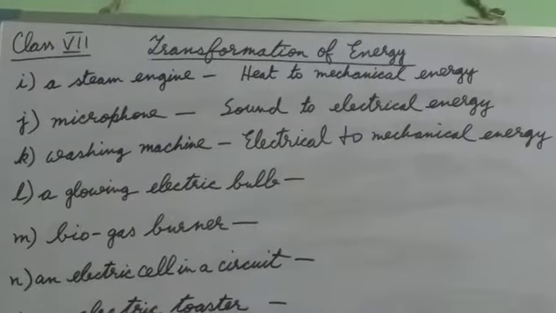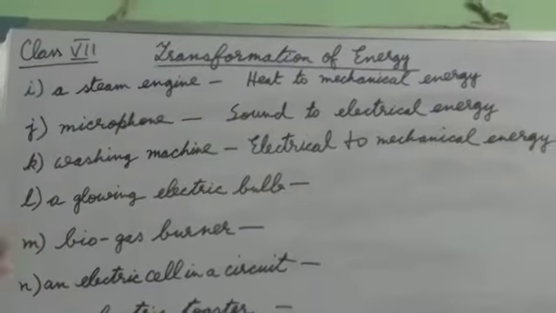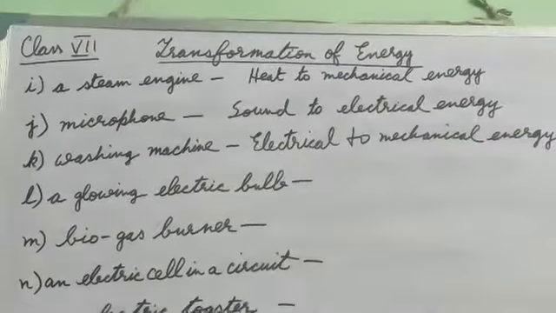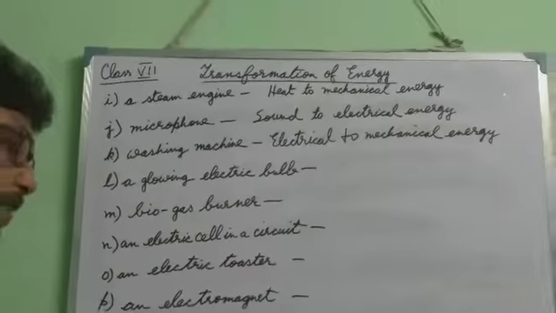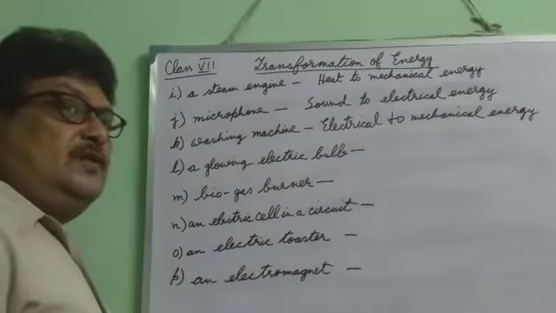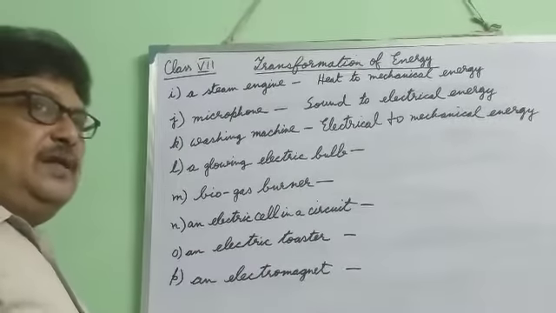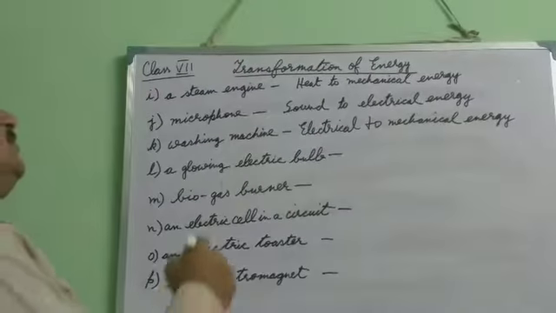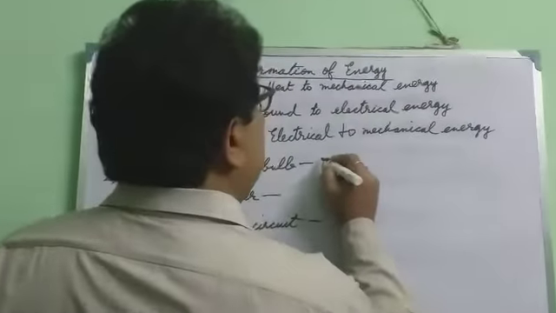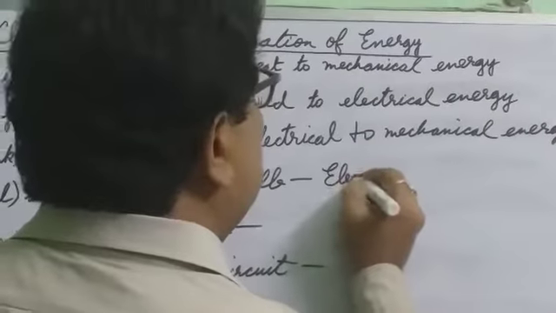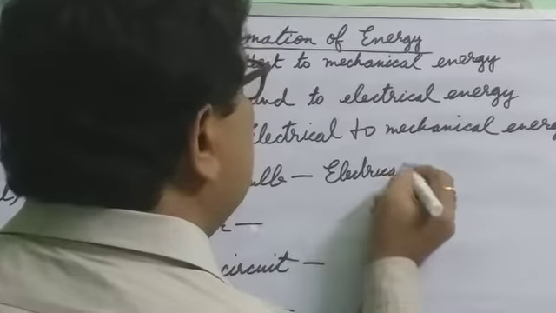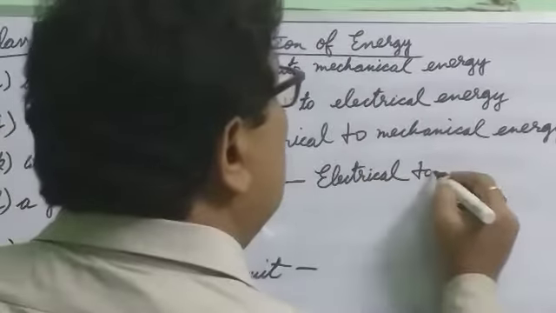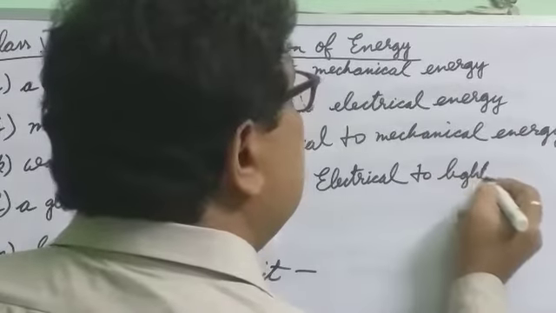Next we come to a glowing electric bulb. That means the bulb which is glowing, it is giving us light. So a bulb will obviously glow after drawing current. So it will consume electrical energy and then convert it into light energy. So it is electrical energy to light energy.